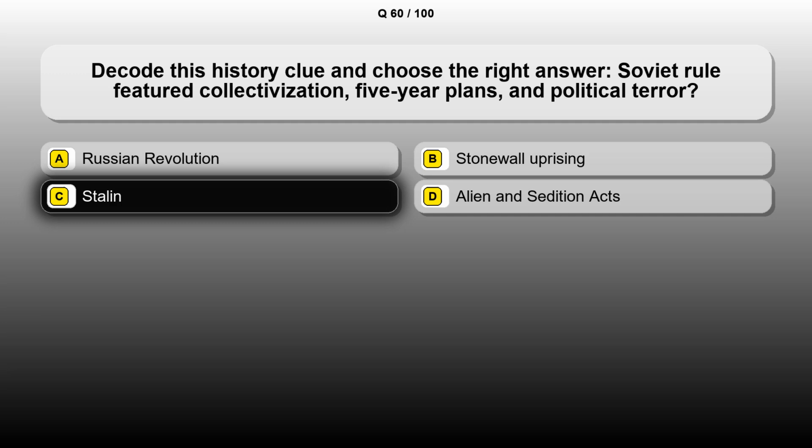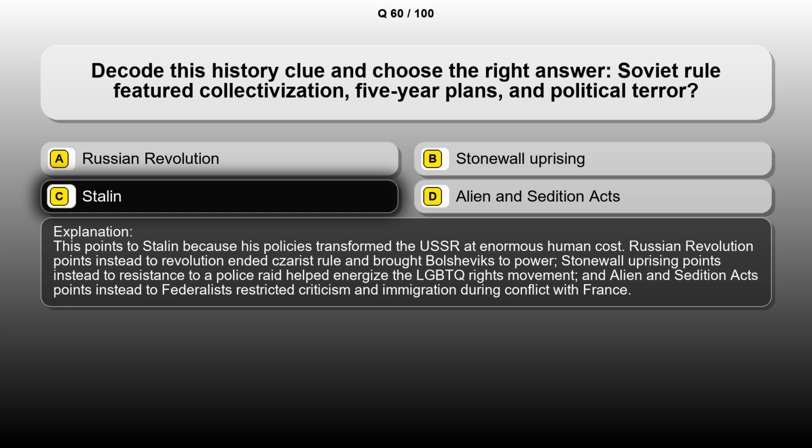The correct answer is option C, Stalin. This points to Stalin because his policies transformed the USSR at enormous human cost. Russian Revolution points instead to revolution ended Tsarist rule and brought Bolsheviks to power. Stonewall Uprising points instead to resistance to a police raid helped energize the LGBTQ rights movement, and Alien and Sedition Acts points instead to Federalists restricted criticism and immigration during conflict with France.